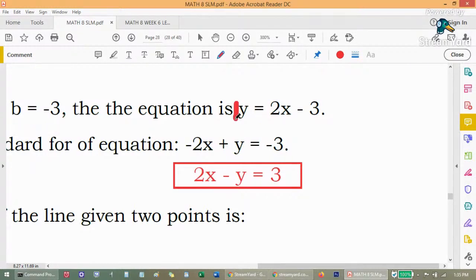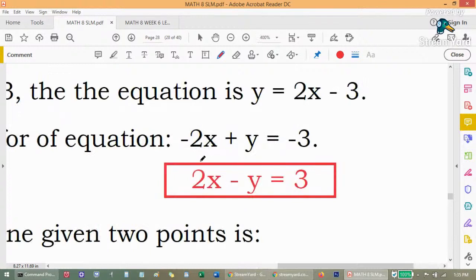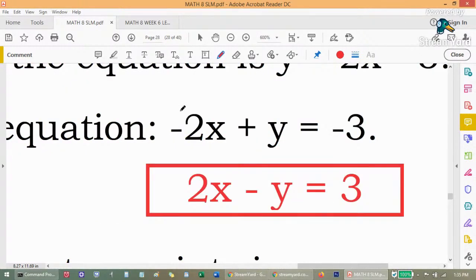Lalagyan muna natin ng plus tong y dito. Yun, plus y. Kasi magkakaroon siya ng katabi. Yung positive 2x. Pag tinranspose natin sa kabila, magiging negative 2x. Okay, and then naiwan yung negative 3 dito. Okay? So, may dinagdag lang ako sa module kasi sa module, ang final answer niya is negative 2x. So, dapat itong unang term na to is positive.